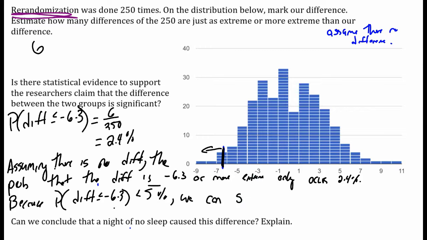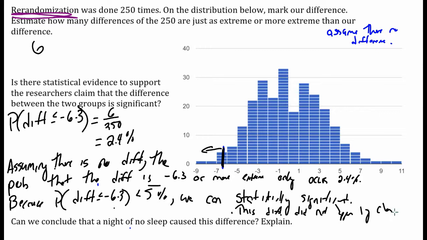Statistically significant. That means it didn't happen by chance. This difference did not happen by chance.